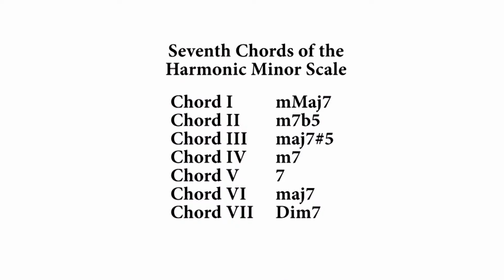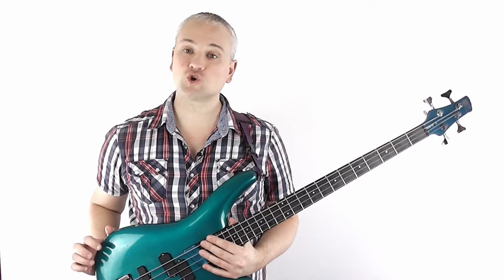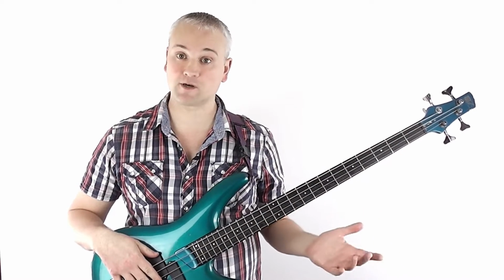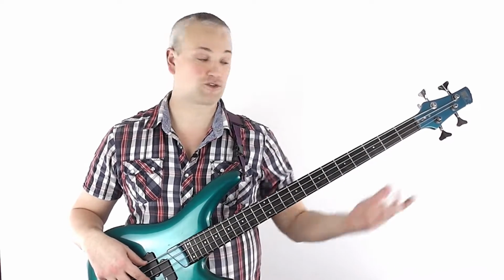So chord 1 is minor major 7, chord 2 is minor 7 flat 5, chord 3 is a major 7 sharp 5, chord 4 is a minor 7, chord 5 is a dominant 7, chord 6 is major 7, and chord 7 is a diminished 7th chord. So once again, I'll run through these chords in C minor. So using C harmonic minor, we have the following 7th chords.